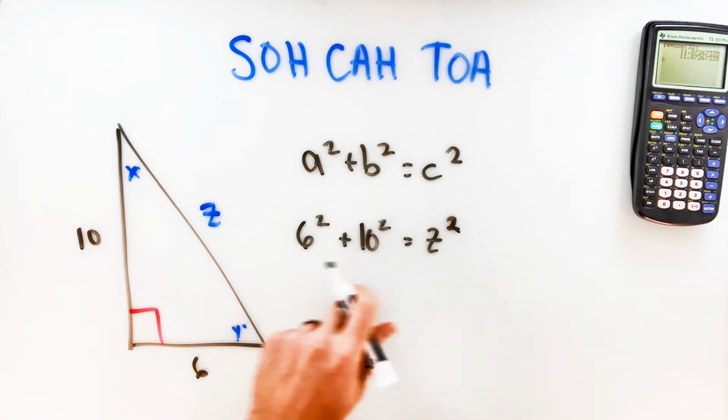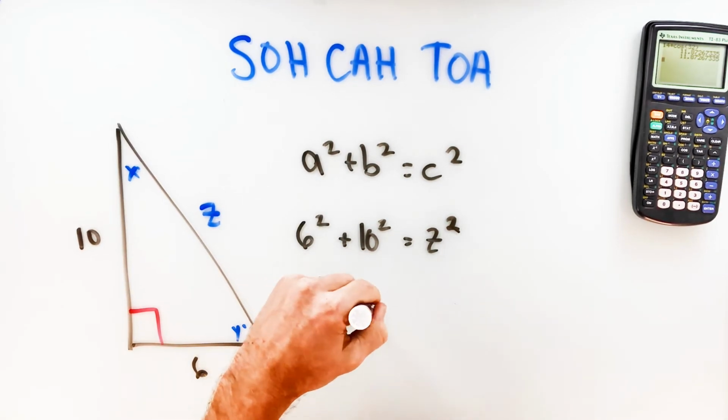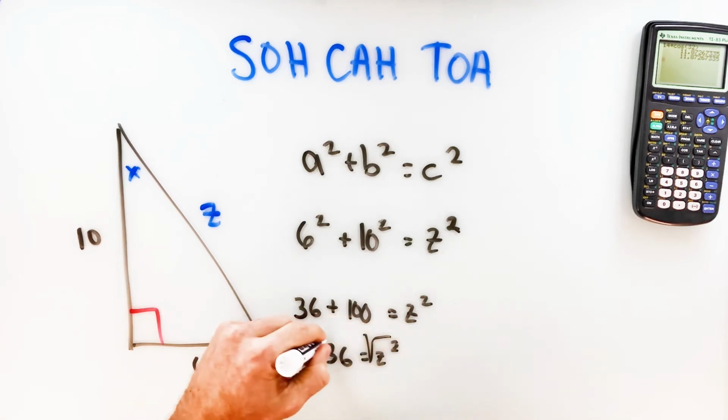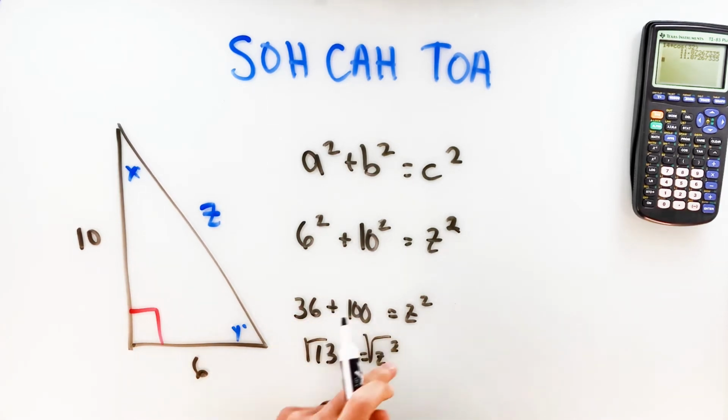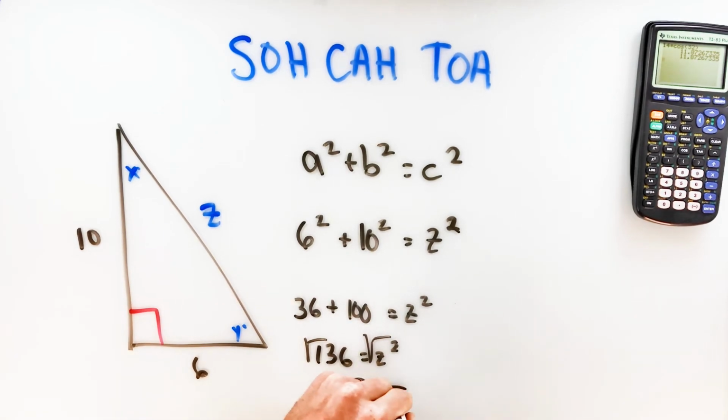Okay, so we go through. 6 squared is 36, 10 squared is 100. Add those together, 36 plus 100 is 136. And then last step here is we're going to take the square root of both sides. Square root of both sides here, that takes care of the square and the square root, so I've got z equals the square root of 136. Okay, z is the square root of 136.